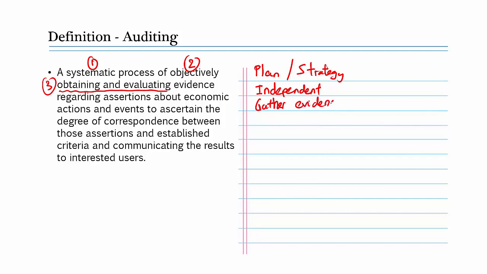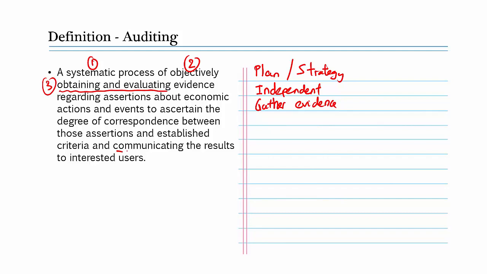They will compare the evidence that they have gathered against the financial statements that were prepared to check whether it is consistent. If they are consistent, it means that the financial statements that were prepared are true and fair. On the other hand, if the evidence is inconsistent with the financial statement numbers, it means that there is an error in the financial statement.